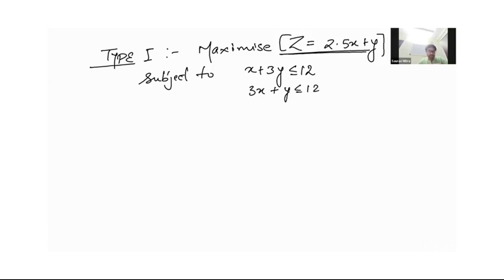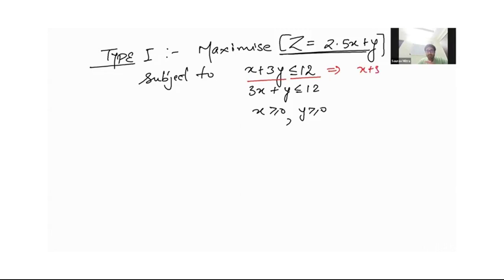3x plus y is less than or equal to 12. x is greater than or equal to 0 and y is greater than or equal to 0. So we will see each piece of information that is given. First of all, this equation we have to solve.